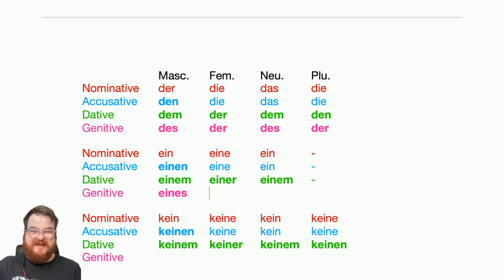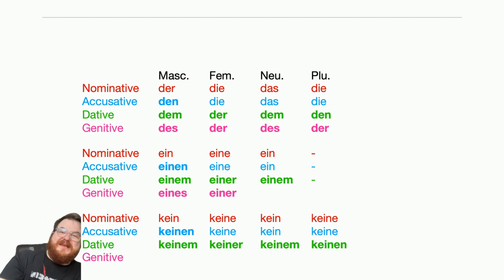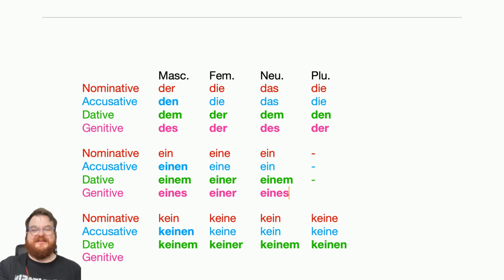Next up, we have to do it again, right? I've already told you the dative and the genitive are the same for the feminine. You can do it. Einer. I hope you didn't get that wrong. Okay. And the masculine and the neuter are the same. So, eines. And there is no plural indefinite article.